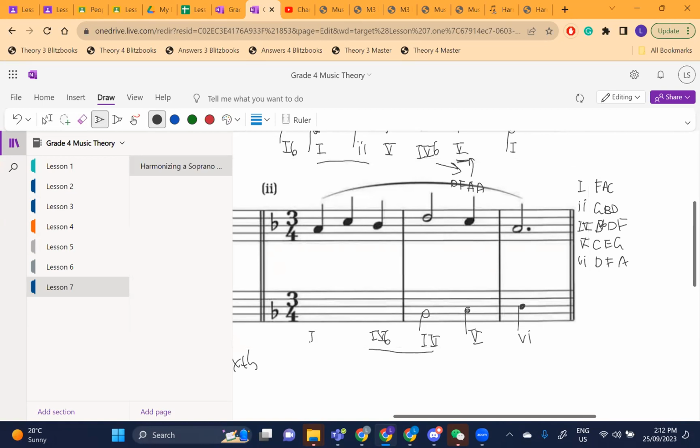Let's do 1, 5. So 5 does work. In general, you want to avoid having two first inversion chords next to each other. It sounds quite weak. So two first inversion chords next to each other is a no-go. Please don't do that.